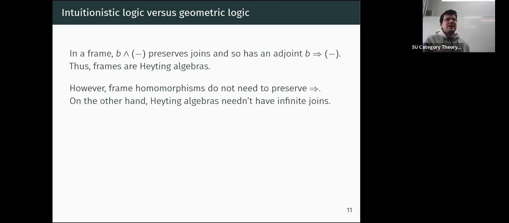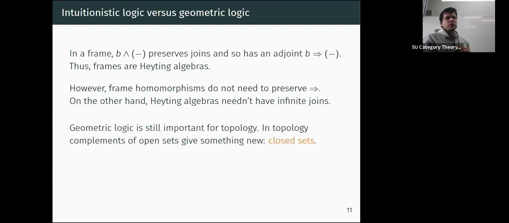So what does this tell us about intuitionistic logic versus geometric logic? Also, I told you this idea of local truth. And maybe that felt very similar to the kind of things we were doing when I was talking about verifiability. So geometric logic is still important. Geometric logic is very important for topology. But there are some differences between geometric logic and intuitionistic logic. Because in geometric logic, like in topology, when you have an open set and you want to take its complement, you don't expect the complement to be another open set. You expect the complement to be a new thing, a closed set.